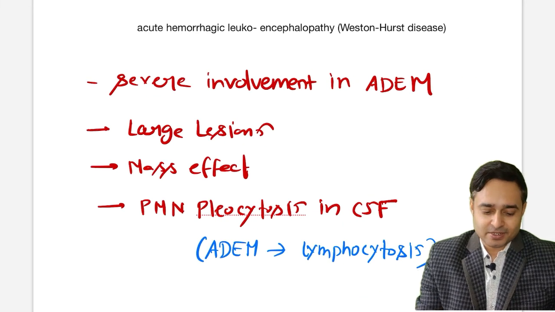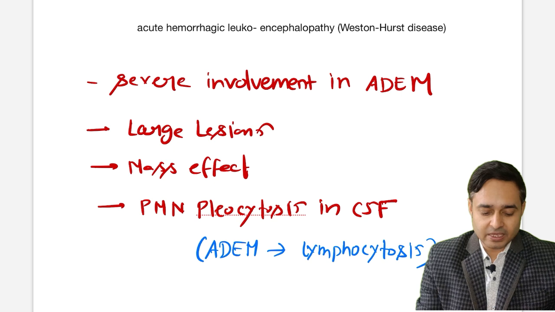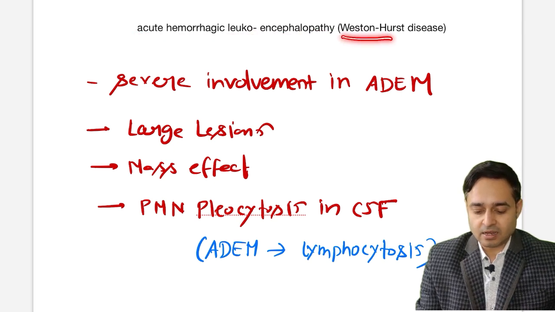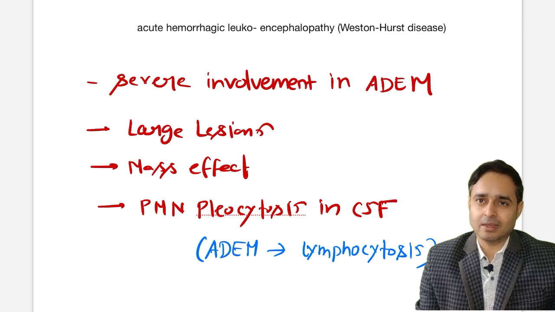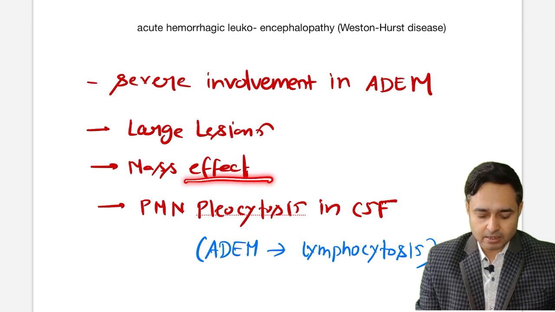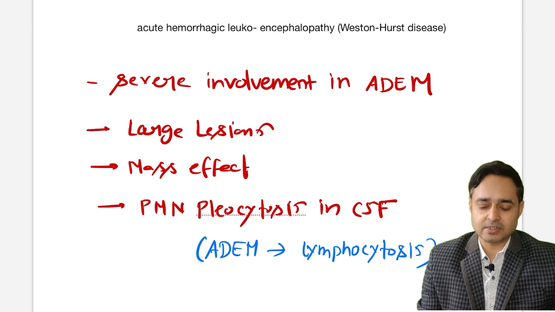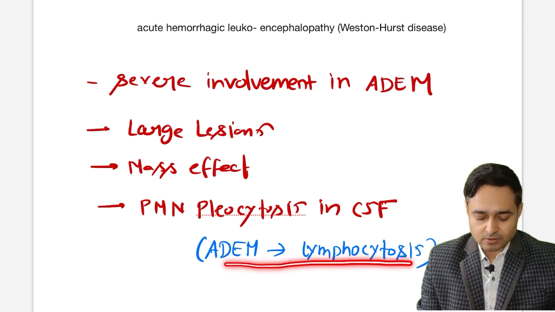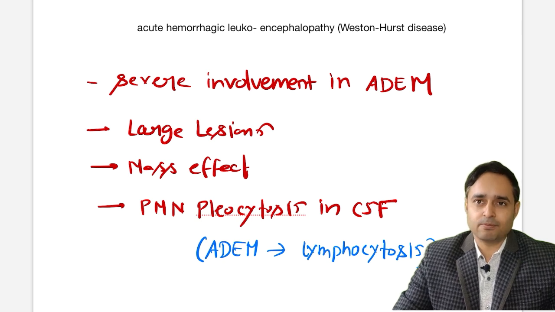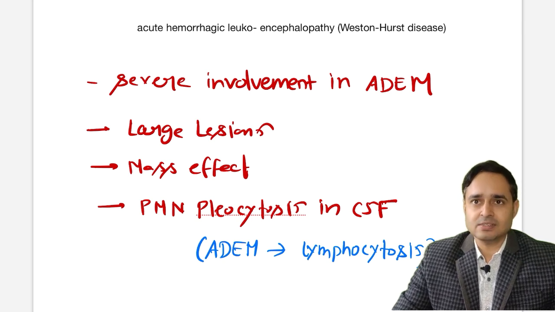One variant which is important from this ADEM is acute hemorrhagic leukoencephalopathy, this is Weston Hurst disease. This is very important. Again, it was a previous year's MCQ question. So what is it? This is severe involvement in ADEM. These have large lesions on MRI, having mass effect, and polymorphonuclear pleocytosis in CSF. In later slides, we'll see ADEM has lymphocytosis in CSF, but this disease has polymorphonuclear pleocytosis in CSF.